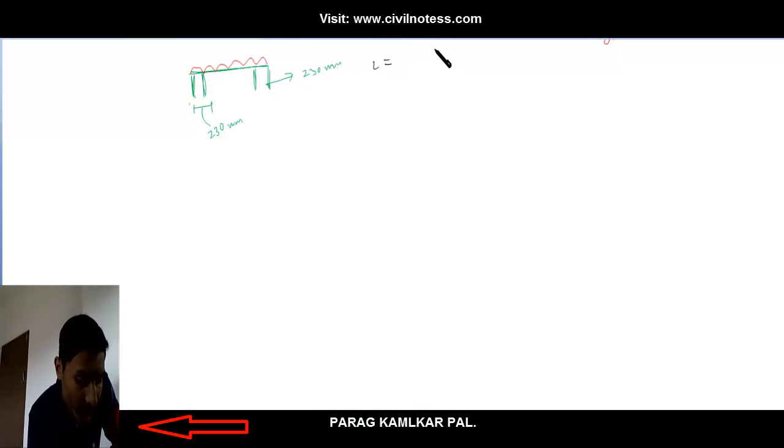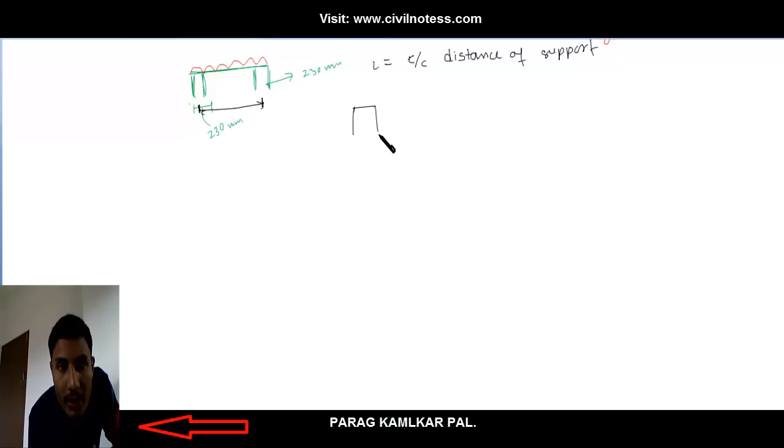This is step number 2, which is nothing but the center to center distance of the slab supports. So how can we determine it, from this center to this center. If this wall has a thickness of 230, then half of 230 we have to take, and we have to add all these things.